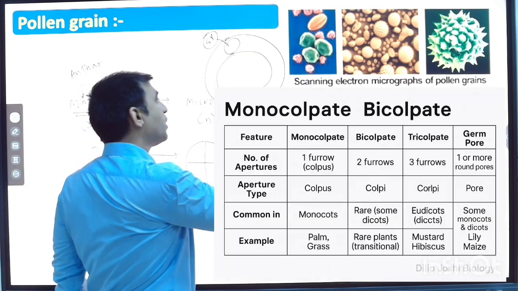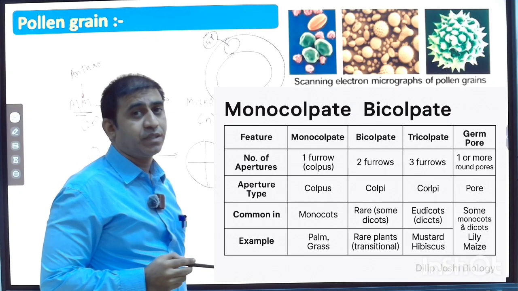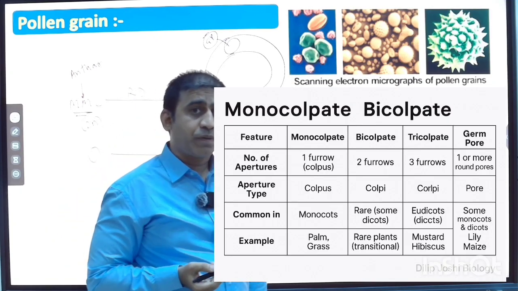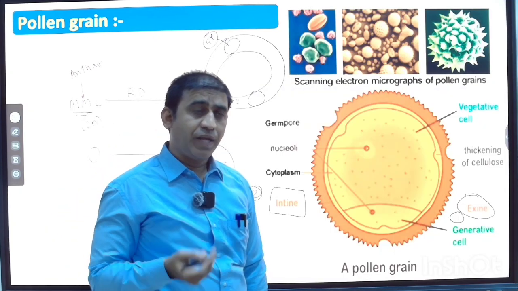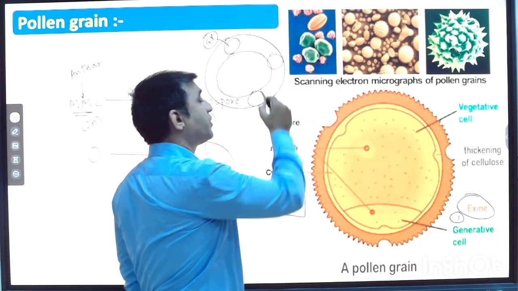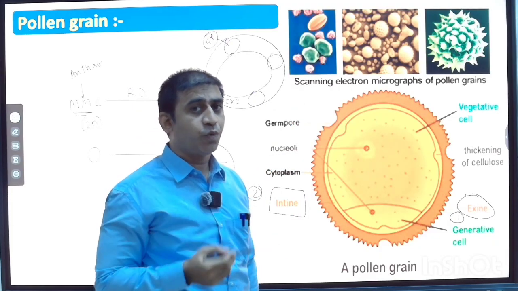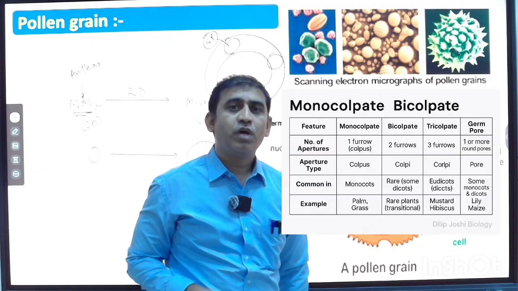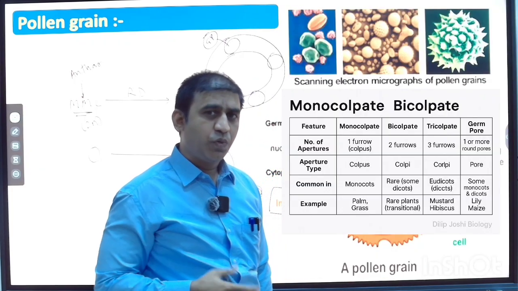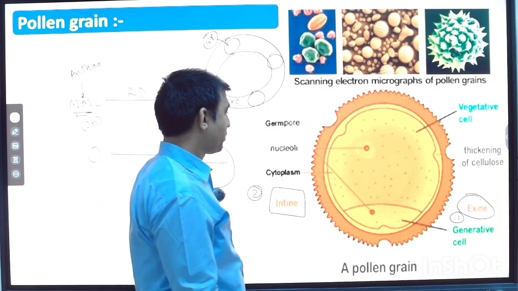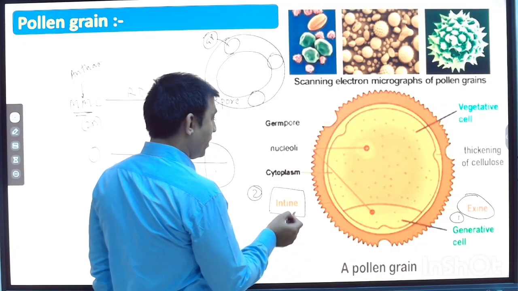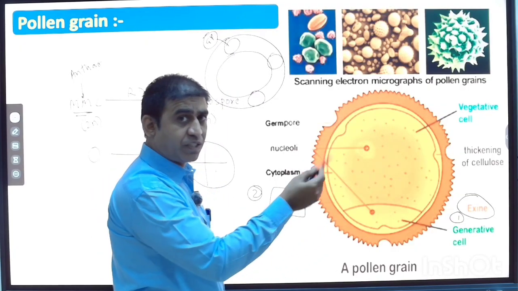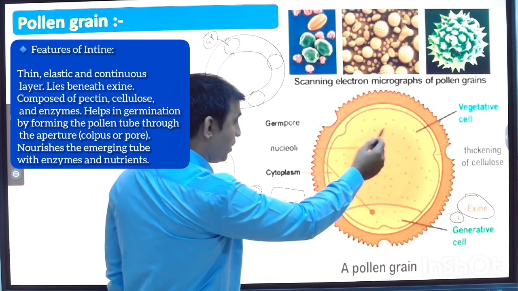If there are two germ pores, it is called dicolpate, bicolpate. And if there are 3 germ pores, it is called tricolpate. Generally, monocots have one germ pore and dicots have more than 2 germ pores sometimes, or 2. Then this intine is smooth, exine is not smooth continuously.